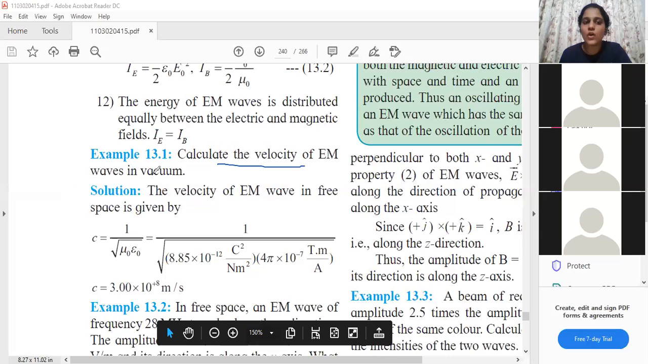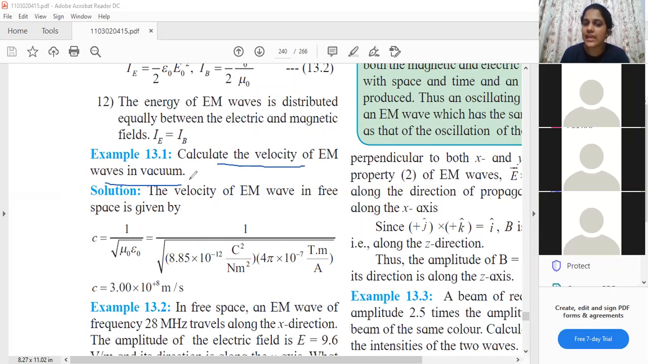Calculate the velocity of EM waves in vacuum. For this particular question, you directly know the answer. The velocity of EM waves in vacuum was c, 3 into 10 raised to 8, which is nothing but the velocity of light. But here they have told you to calculate, so you have to show the calculation. You cannot simply write the final answer.